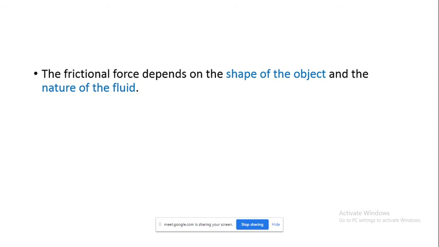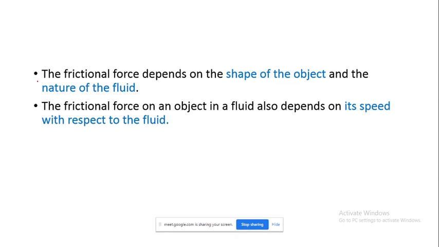Now, who will read this for me? Venkat? Where is Venkat? Okay, Krishna Kumar, can you read this statement? Ma'am, I'll read. Frictional force depends on the shape of the object and the nature of the fluid. Okay, thank you, Krishna Kumar. Now, Kusuma, can you read the next one? Yeah, ma'am. The frictional force on an object in a fluid also depends on its speed with respect to the fluid. Okay.